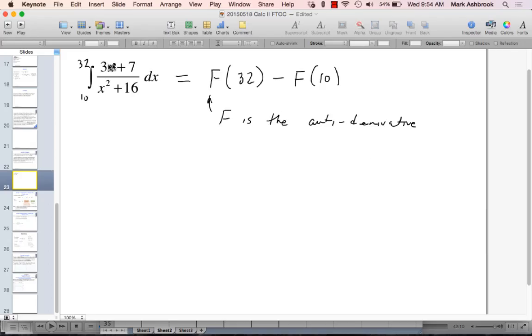Okay, so now we're working on this 3x plus 7 over x squared plus 16, and we're thinking about what function will have that as its derivative. And so our first question we'll always ask is, is it undoing the chain rule? Can we use undoing the chain rule, or is there a function such that if we did the chain rule, could we get this?